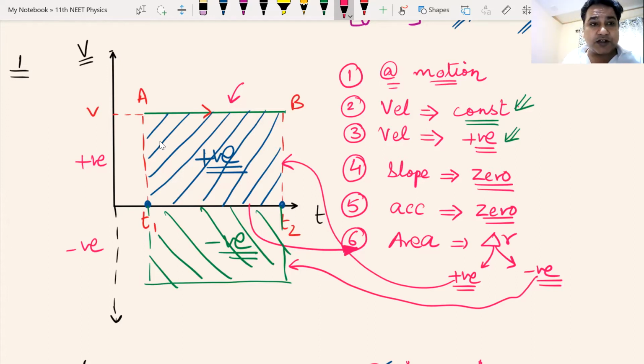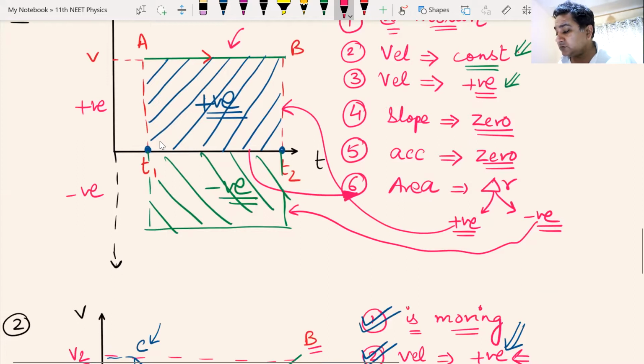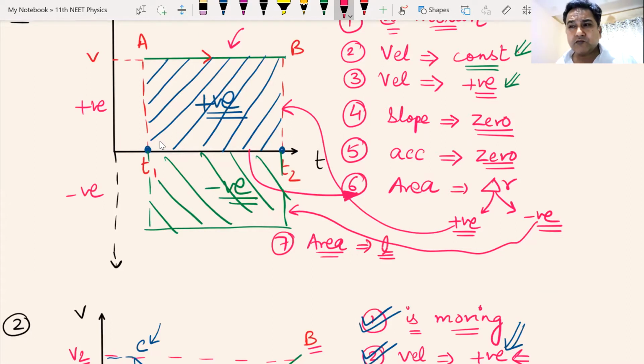Okay. Last point, not the least one. How do I get the distance traveled? Point number 7. As I told you, from area, I can also get the distance traveled, which is L. The same area gives me displacement. The same area gives me distance. Then what is different? That means every time displacement and distance would be the same, sir? No, sir. Displacement and distance are not the same things.